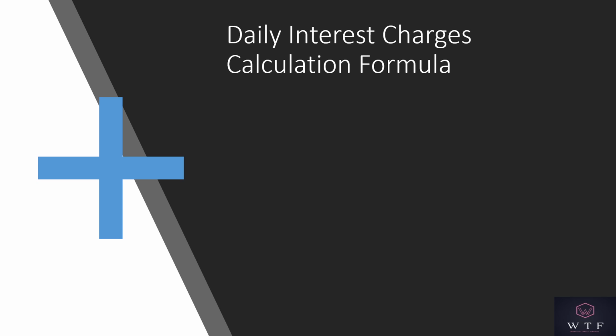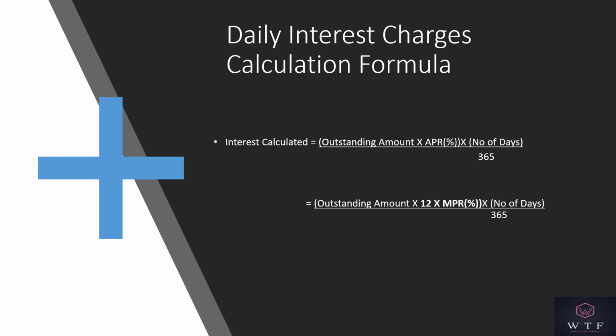I'll be taking 3-4 test cases that will help you understand these four parameters. So friends, let's first understand the formula that is needed to calculate the daily interest charges. As I explained before, APR is annual percentage rate, which is the annual interest at which your credit card company charges you if you are not paying the complete amount. And MPR is the APR that is divided into 12 parts. So interest calculated is nothing but interest outstanding into APR percentage into the number of days divided by 365.